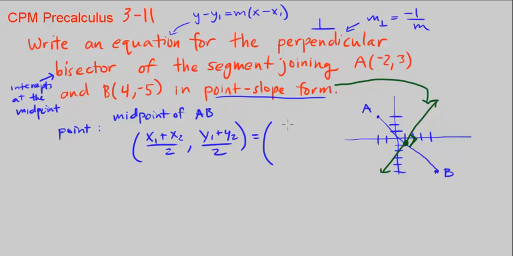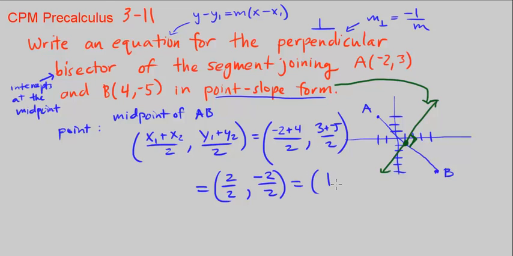Well, the x value is the first number, so -2 plus 4 divided by 2, comma the y values, 3 and -5. 3 plus -5 divided by 2. -2 plus 4 is 2, so that's 2 over 2, comma positive 3 plus -5 is -2 over 2. So that's equal to 1, comma -1. So there's our point.